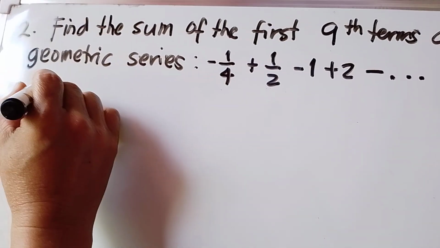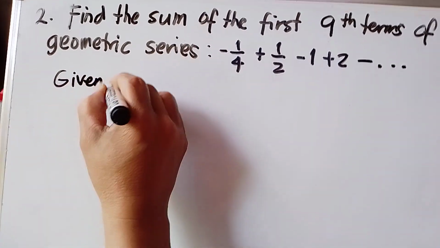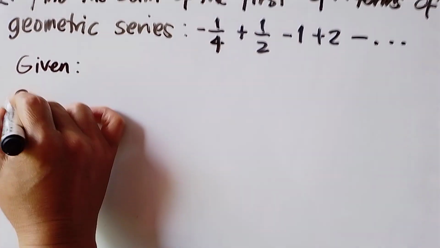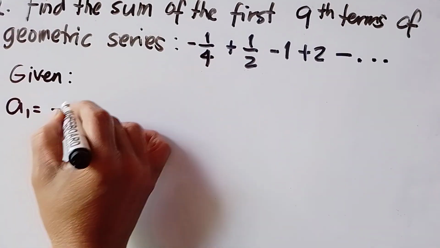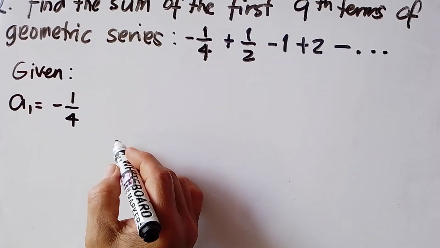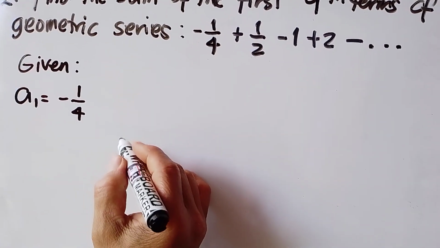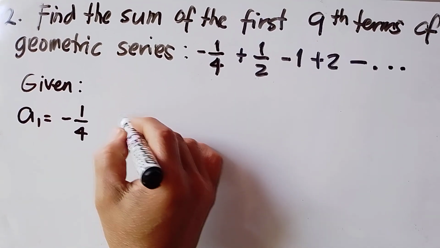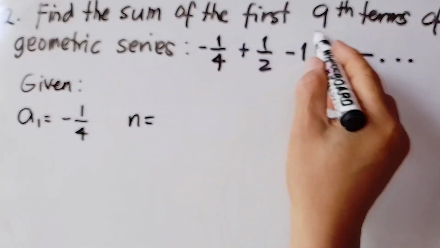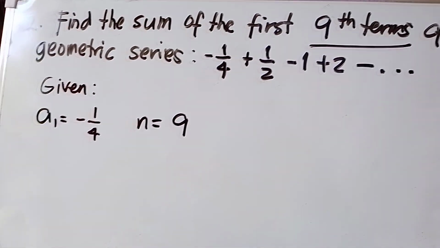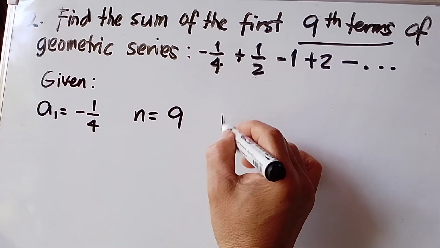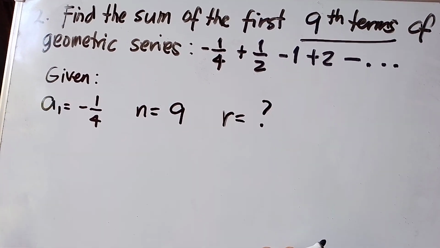So, I need to write the given. Given are A1, of course, we have negative 1 over 4. Then, what else? N equals 9 terms, so this will be 9. And then, R. How to solve the common ratio?